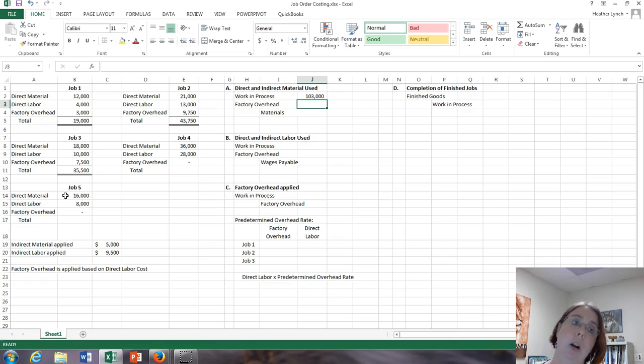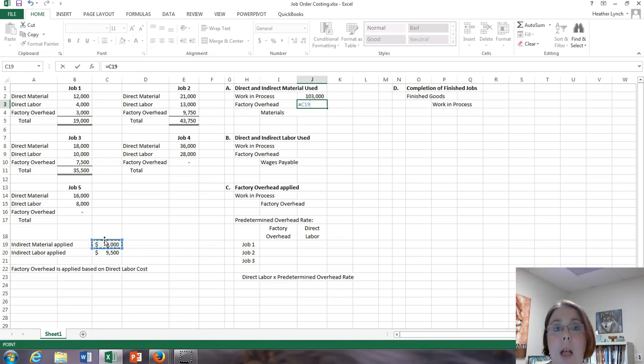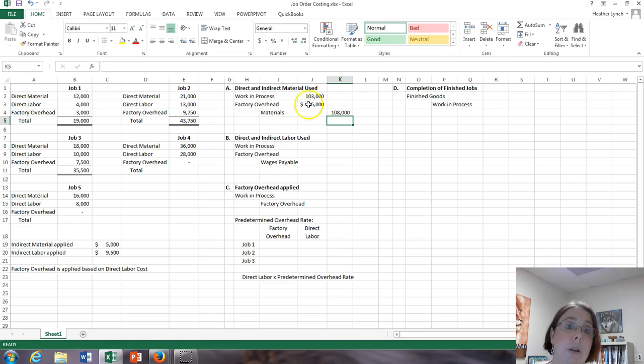Factory overhead. If we remember from chapter 1, this is going to continue throughout the whole book. Indirect, that's not directly related to the product, is called factory overhead. And they have told us that there was $5,000 applied to all of the jobs. So our material credit is the $103,000 plus the $5,000. Okay, so we got our direct and indirect material used.